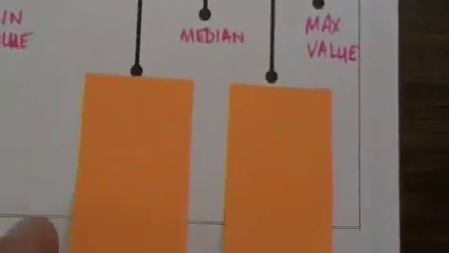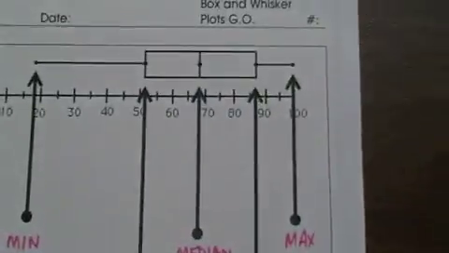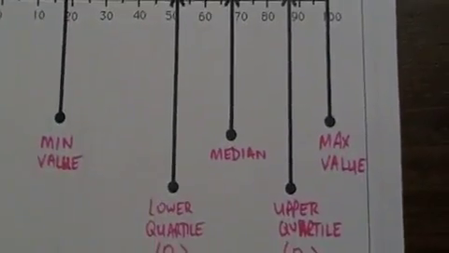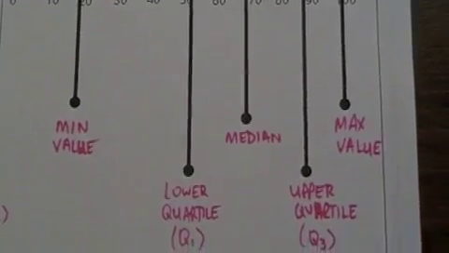The other two items must be our quartiles. The one on the left is the lower quartile, and the one on the right is the upper quartile. They create the box for the box and whisker plot. So, upper quartile and lower quartile.